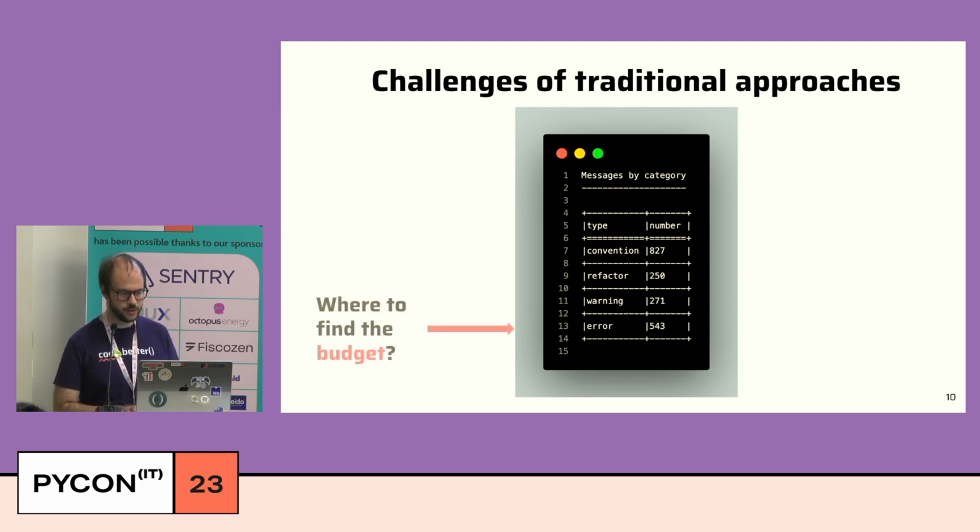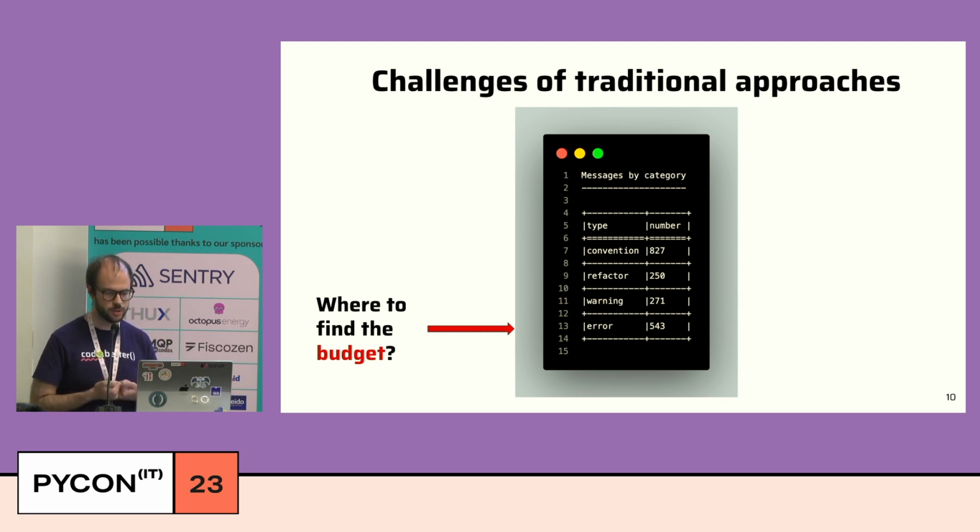So the first thing is, okay, let's suppose that you're the maintainer of this legacy project, and maybe you see all those messages. So the first question that you might ask yourself is, okay, but where do I find budget? Because maybe I will have to spend, I don't know, days, weeks, or even months to go there and fix all those existing issues.